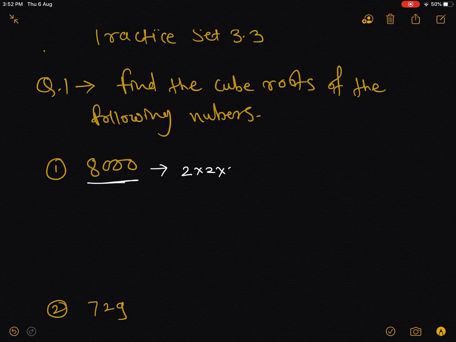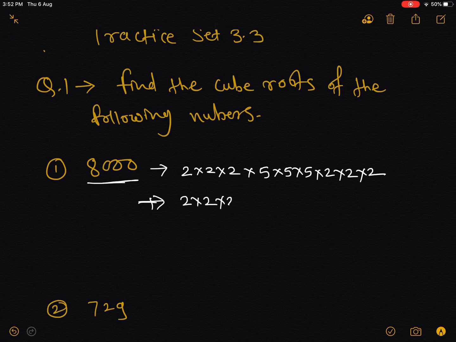See, the prime factors are 2 into 2 into 2 into 5 into 5 into 5 again into 2 into 2 into 2. That means 2 into 2 into 2 into 2, it is 6 times, and then 5 into 5 into 5. Then factor 2 is 6 times, then it is thrice, and it is again thrice. Factor 5 is again thrice.